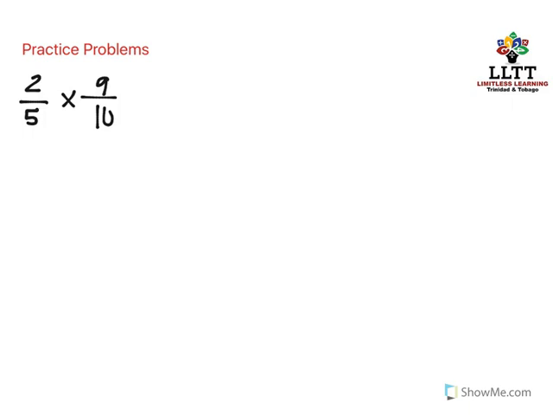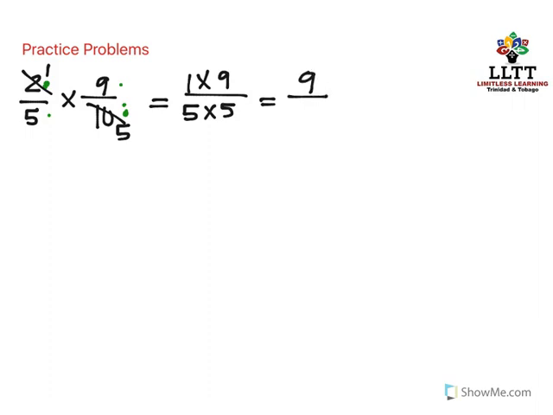So we can choose to simplify first, which I am going to do. 9 and 10 have nothing in common. 9 and 5 have nothing in common. 2 and 5 have nothing in common, but 2 and 10 can both be divided by 2. So 2 divided by 2 is 1, and 10 divided by 2 is 5. That's as much as I can simplify, and then I multiply my numerators. That's 1 times 9, and my denominator, which is now 5 times 5. 1 times 9 is 9, and 5 times 5 is 25.